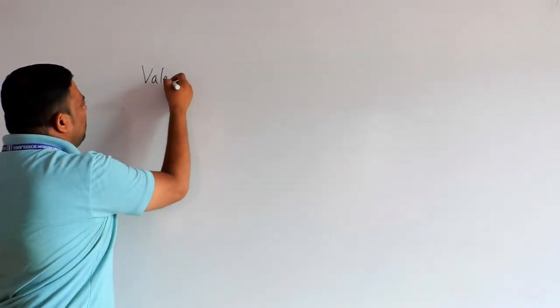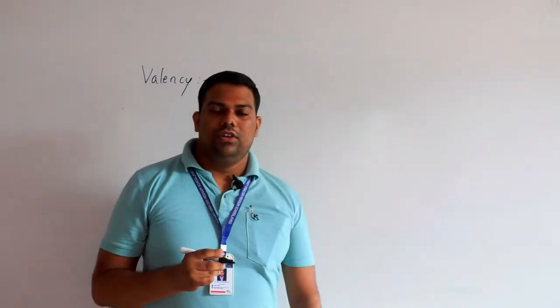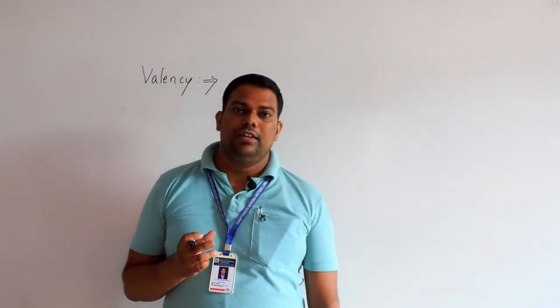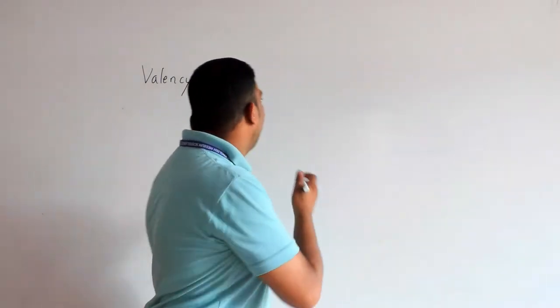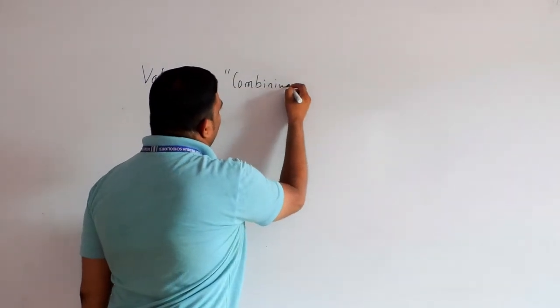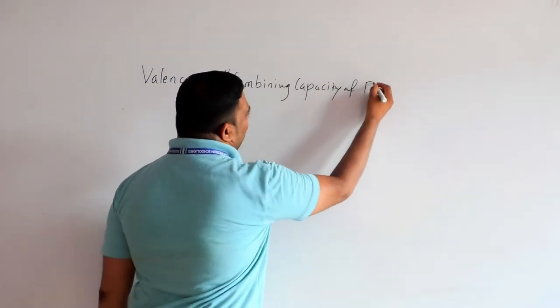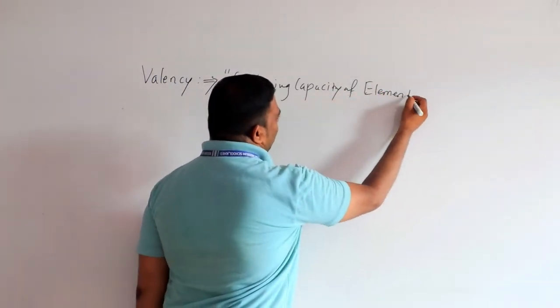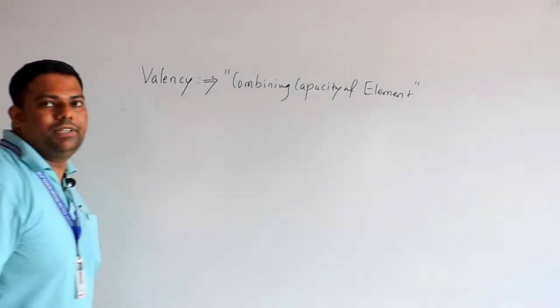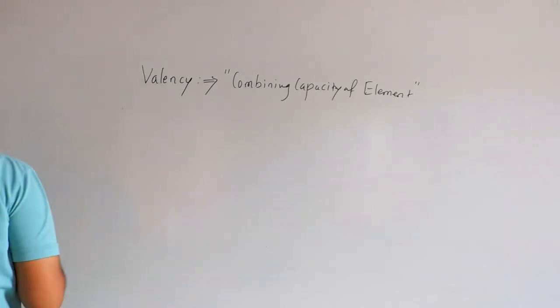About valency. So here, valency is what, beta? It is the combining capacity of an element. Valency is nothing but the combining capacity of an element. So we will write some important definitions here. See what will be about valency.